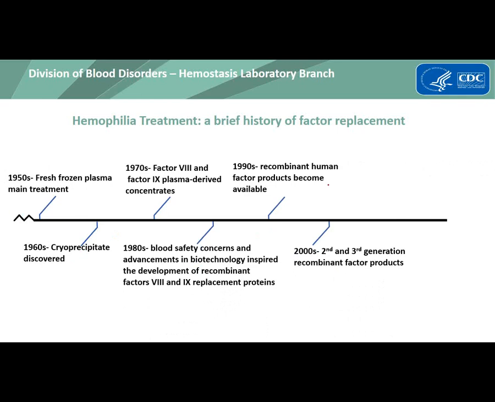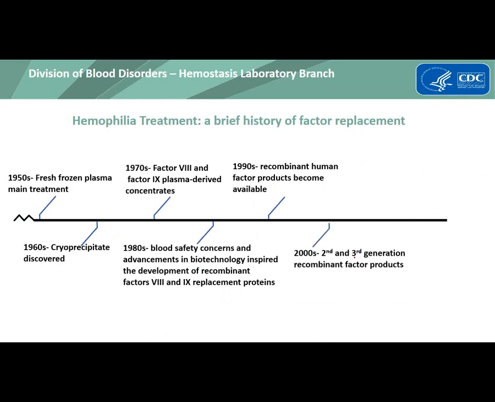And I should mention that in the first generation products, human albumin was used as a stabilizer in the final product preparation. And due to concerns about known and emerging pathogens, the second generation products exchanged sucrose in as a stabilizer to replace albumin. And then the third generation products took this a step further by excluding all animal and human proteins from the cell culturing process as well as the final preparation.